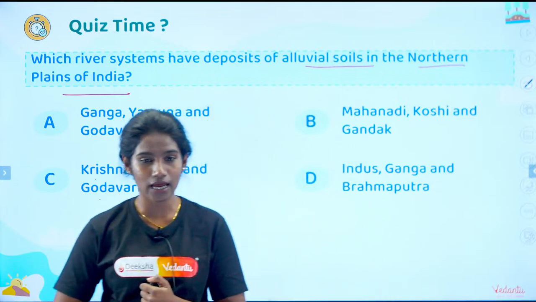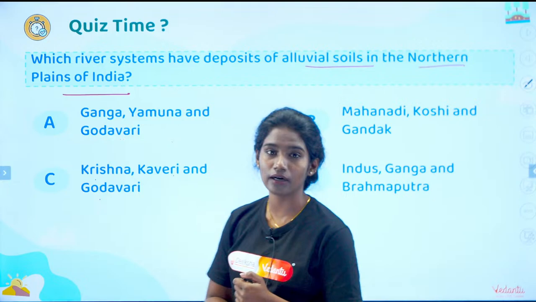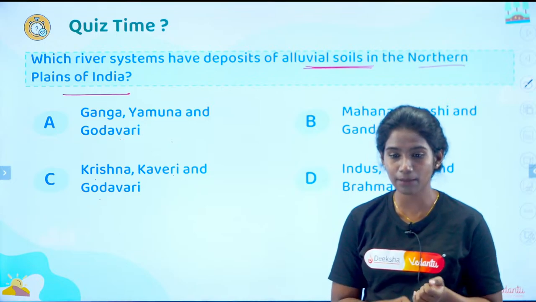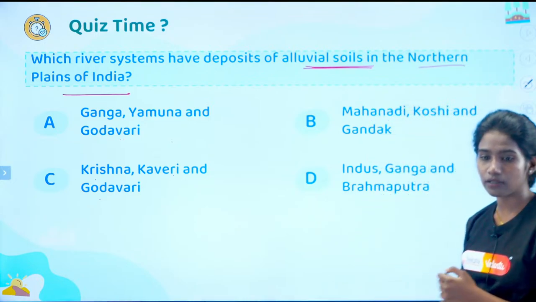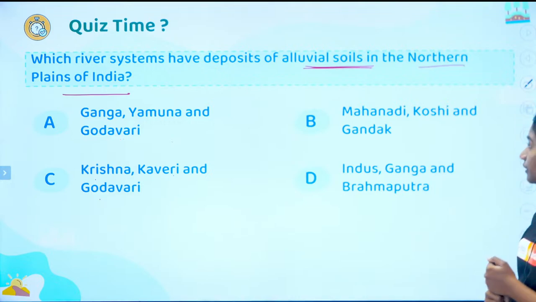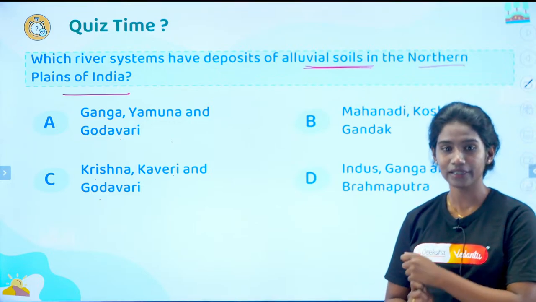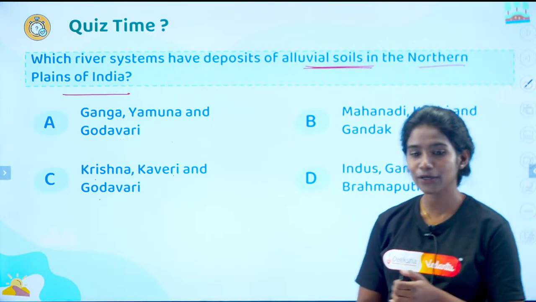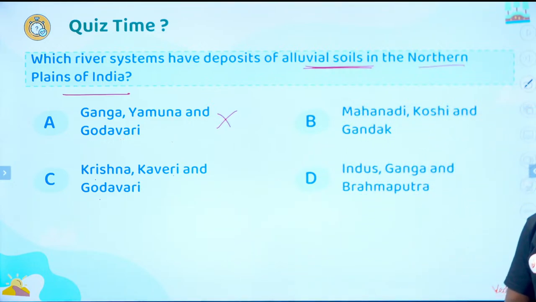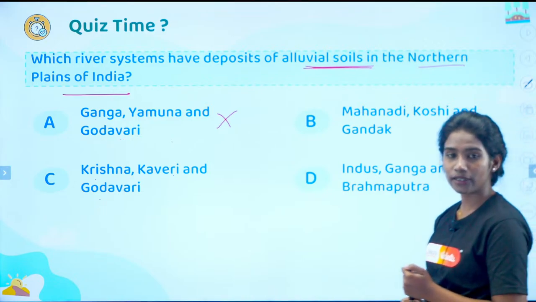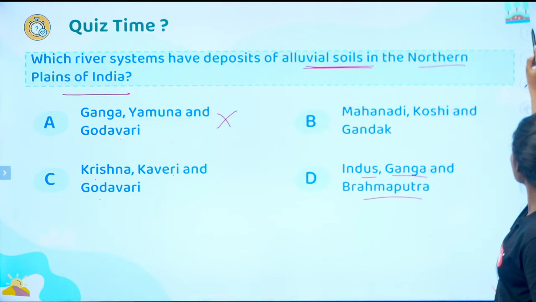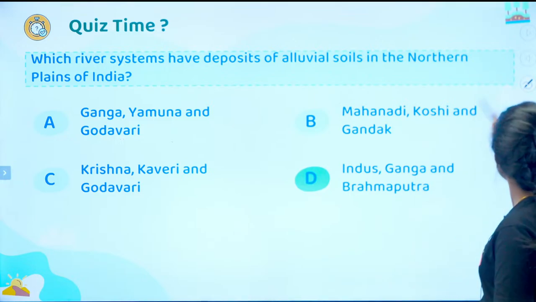So hero says option A, but I told you when I was doing alluvial soil, it is the deposits of three Himalayan rivers. One is old alluvial soil and the other one is new alluvial soil. So students, which are those three Himalayan rivers? Let me give you a hint. It is Himalayan rivers. Here it is not option A. It is Indus, Ganga and Brahmaputra.